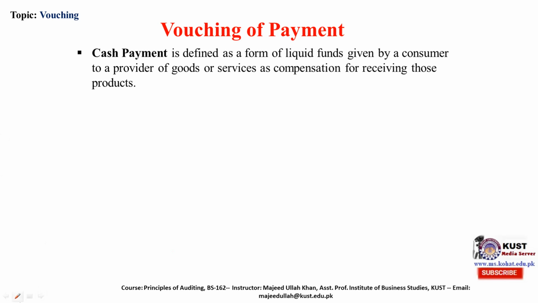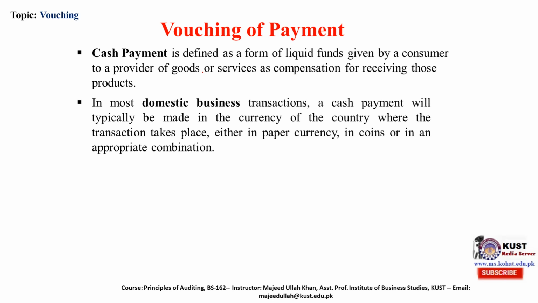Vouching of payment. Cash payment is a transaction in which the consumer gives liquid or hard cash in order to get goods or services from the seller. Mostly in small businesses, cash payment transactions take place more frequently, for example in retail stores, but in large organizations, crossed cheque is the fashion, and creditors are encouraged to be paid by crossed cheque.